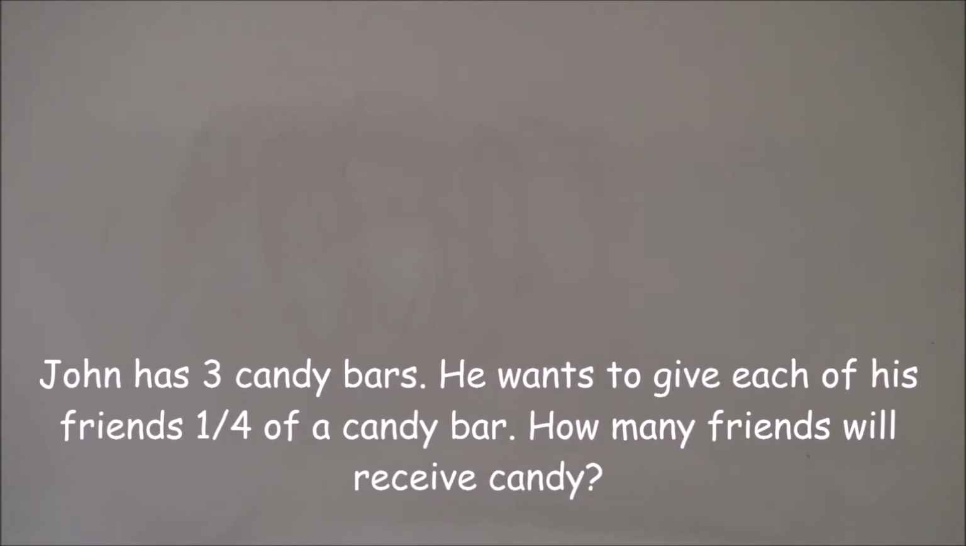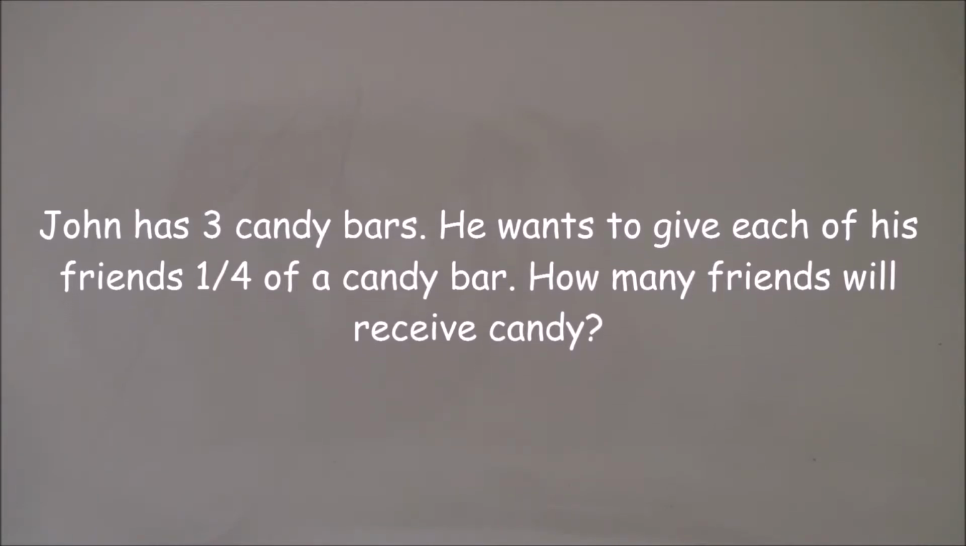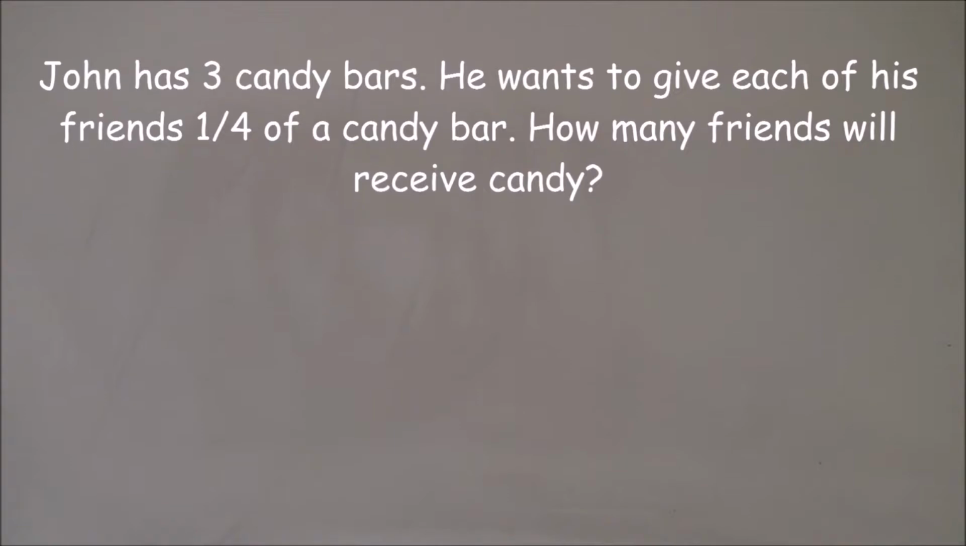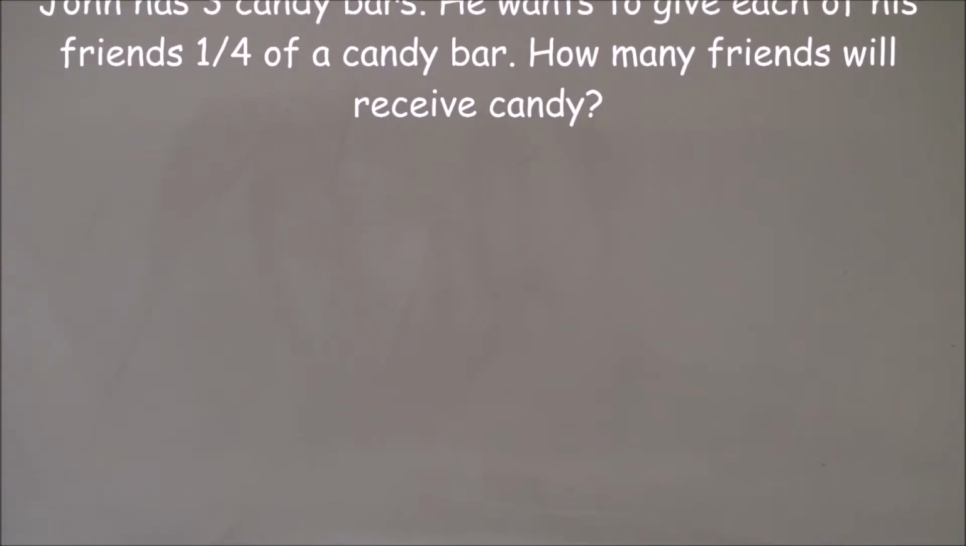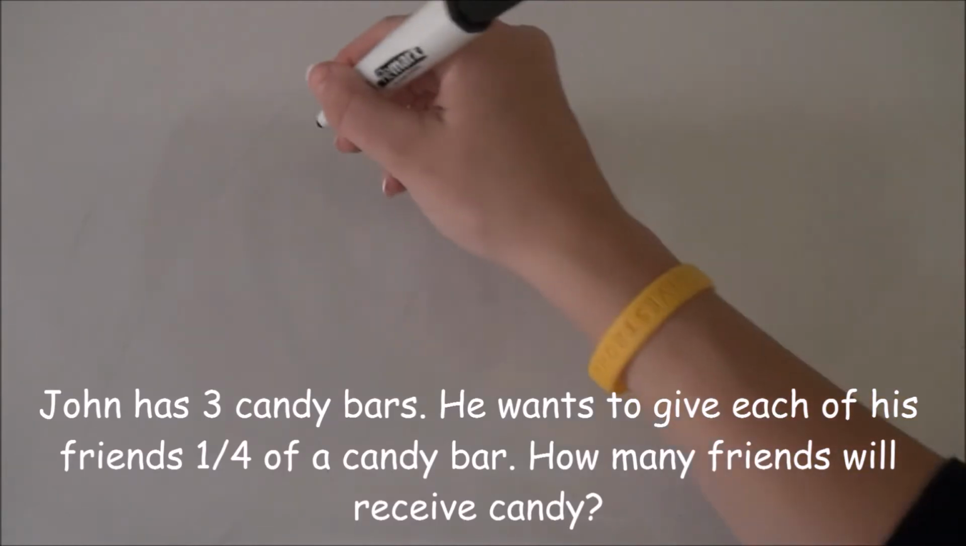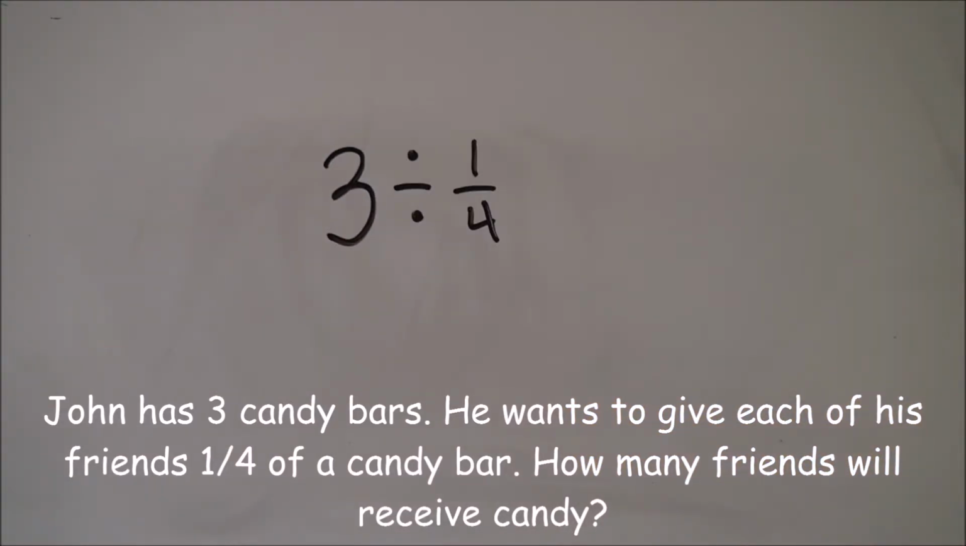John has 3 candy bars. He wants to give each of his friends 1/4 of a candy bar. How many friends will receive candy? When looking at this story problem, we know that John has 3 candy bars. We don't know how many friends he has, but we do know he is sharing 1/4 of a candy bar with them.